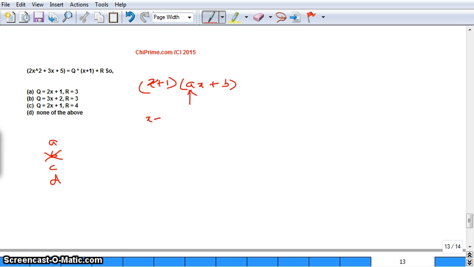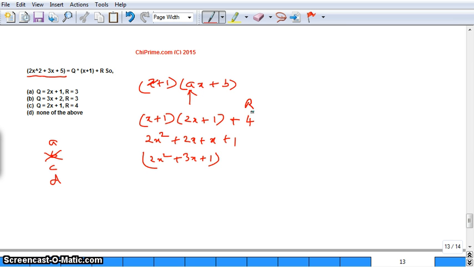All right, so then we multiply x plus 1 times 2x plus 1. And that gives 2x squared plus 2x plus x plus 1. So that's 2x squared plus 3x plus 1, which is short of the original polynomial we're given by 4, which leads us to believe this is workable if r is equal to 4. It's a possibility, right? And lo and behold, option C is exactly that. The quotient is 2x plus 1, and the remainder is 4. So option C is the option we want.